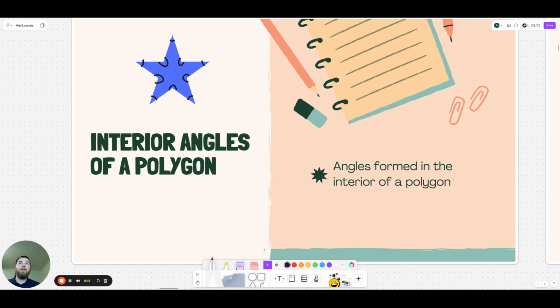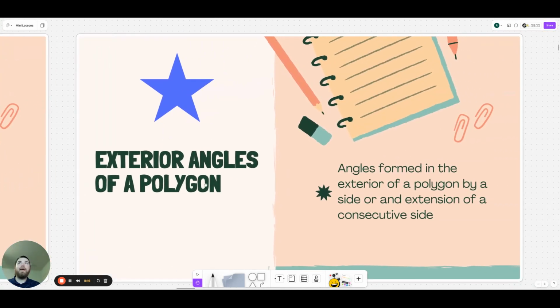So that's interior angles. And then last is going to be the exterior angle. It's just the angle formed on the exterior of the polygon. So very similar. These ones right here are exterior angles. But then just like the other ones, these here are also exterior angles. So some of those exterior angles get pretty big.